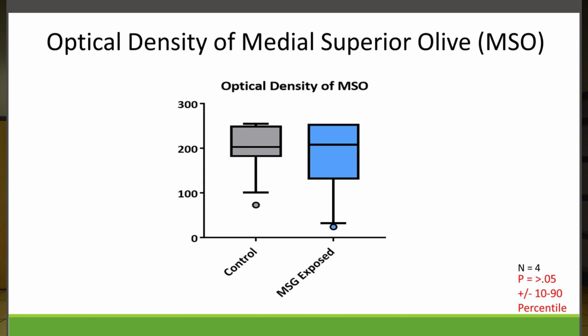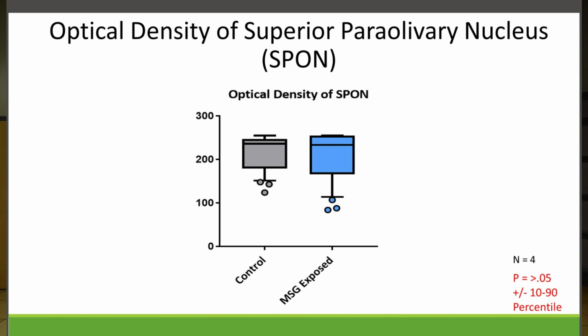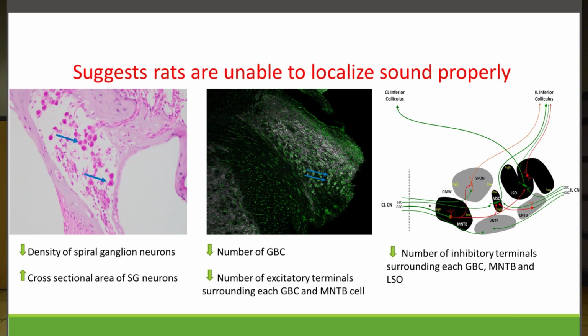So let's just bring this all together. I know that was a lot. So we saw a significant decrease in the density of the spiral ganglion neurons, but an increase in their cross-sectional area. So remember, this is the forefront of all this. This is where our pathway began, our circuitry began. So a disruption here will probably lead to a downstream impact, and that's what we're going to be able to see. So the system is compensating by having an increase in the cross-sectional area, even though there's a decrease in the density.